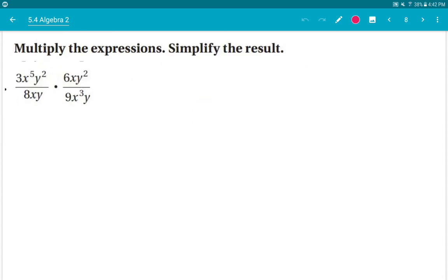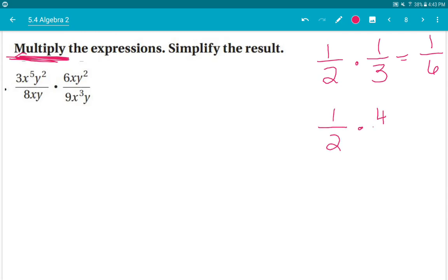Okay, let's look at the next example. All right, so now this one's a little different because they're asking us to multiply the expressions. Okay, so really quick on the side, if I told you to multiply 1/2 times, let's go with 1/3, how are you supposed to multiply these fractions? Well, you're taught to multiply across, right? So we multiply across, we get 1 over 6, okay? Now, what if I told you to multiply 1/2 times 4/5? Okay, what would you get?